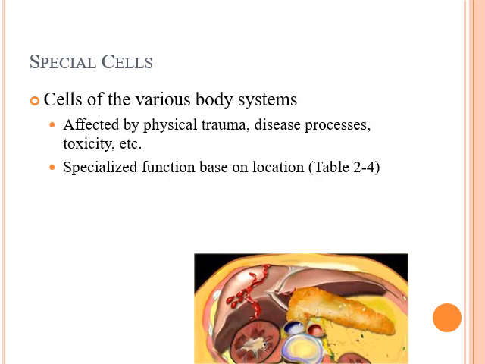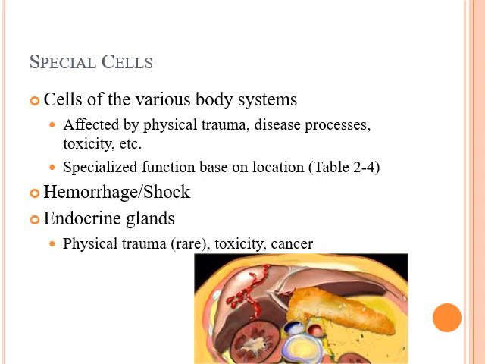So again, the cells of the various body systems can be affected by all of these different things that we talked about as well: physical trauma, disease, toxicity. Again, you could look at their specialized function based on location. So again, that table breaks that down a little bit more for you. Hemorrhage and shock can occur because a lot of these organs are very highly vascularized. Obviously, any type of trauma to endocrine glands, which is rare, can cause issues as well. There could be issues with toxicity. Cancer can damage these regions.